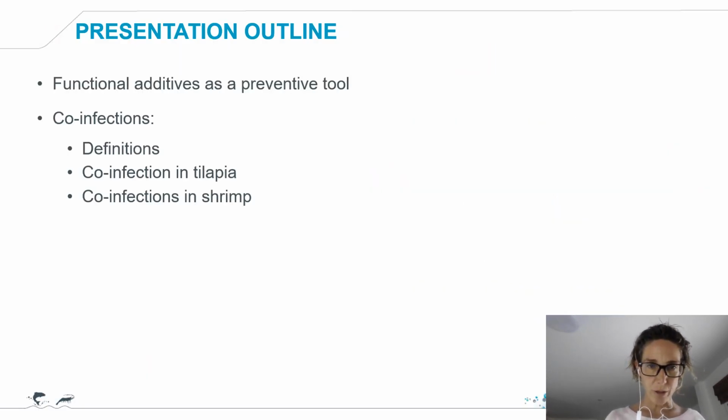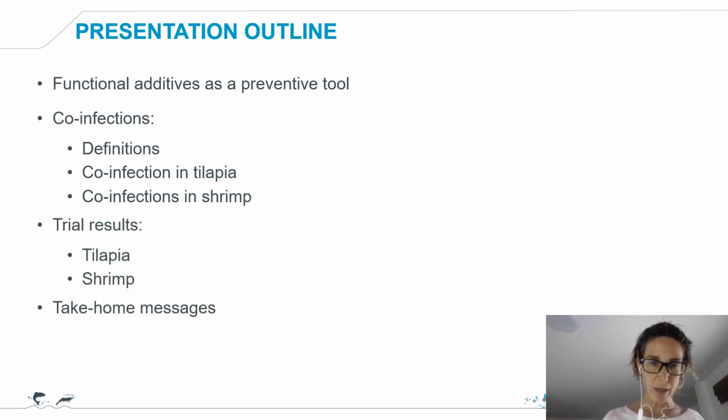This is the presentation outline: a summary of functional additives as a preventive tool, and some definitions regarding co-infections in tilapia and in shrimp, then the trial results for tilapia and shrimp, followed by some take-home messages.